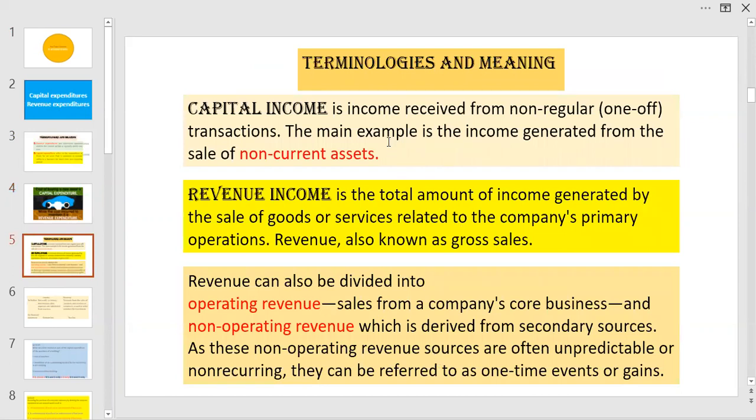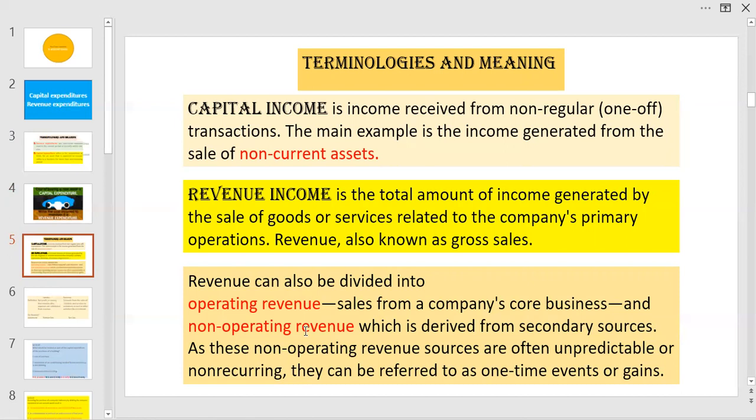Capital income means maybe a sales proceed of fixed assets and not the regular income. Revenue income is the regular income like sales proceeds, sales of services, etc. Since this is derived from the main operation of the business, this is also known as operating revenue. But there can be some small activities, like selling of scrap value items, etc., which will fall under sundry income or non-operating revenues.